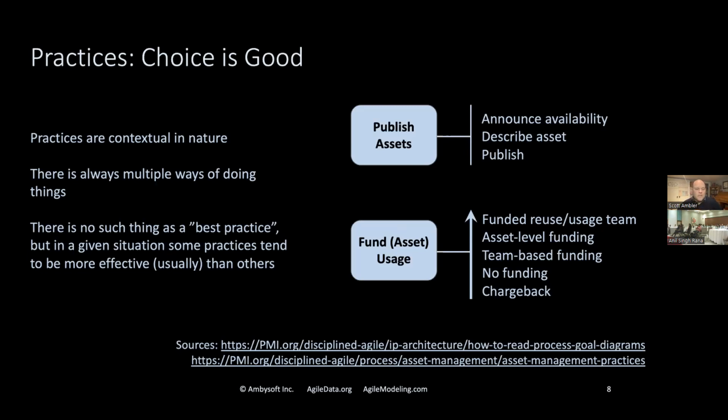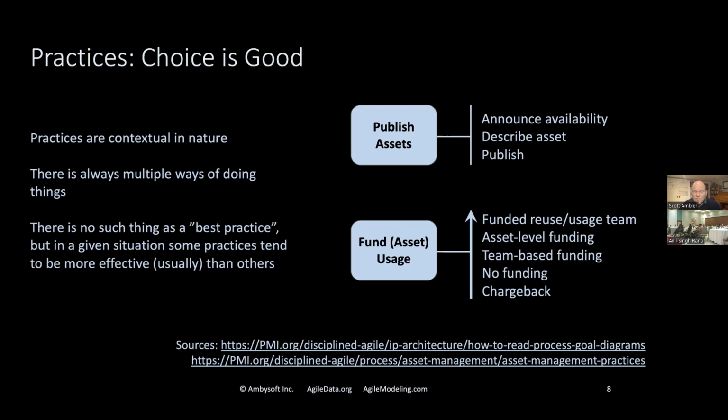So when it comes to asset management, for example, reuse. We talk about, you need to find ways to publish assets, and here's several ways you can do it. You also need to fund the usage of assets, so fund the maintenance of these assets. And here's different ways of doing it. Now, these two lists here, one has an arrow. That's an ordered list. And what we're indicating there is that the strategies towards the top of the list are generally more effective than the strategies towards the bottom of the list. So in some ways, it's a maturity model.